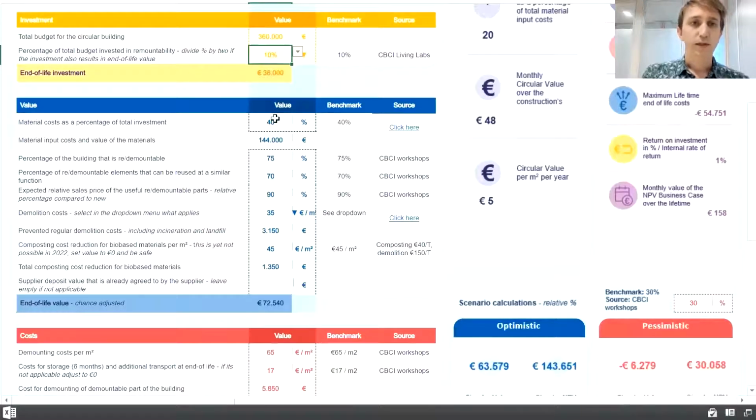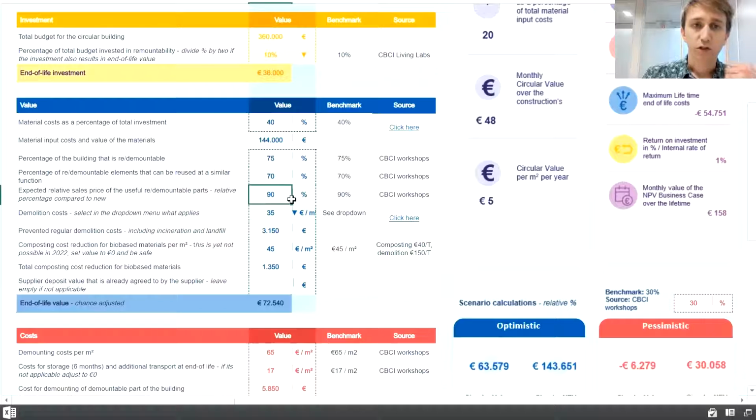Then how will we calculate this value? So if you look at the building investment, usually 40% of this investment is material costs. So the total value of the materials in this investment of 360,000 euros is 144,000. Then we assume that 75% of the building will be remountable or demountable, and that 70% of this remountability can be reused in a similar function. So 30% will become downcycled.